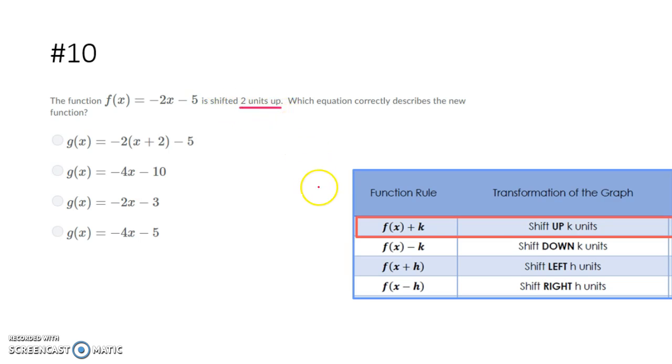If you come over to this chart of transformations and function rules, you see that shifting up a certain number of units means you add that certain number to the end of the function. So I see that 2 units up means I'm going to be adding 2 on the end of my function. So you'll need to take your original part right here, negative 2x minus 5, and then add 2 to the end of that. After you combine your like terms, you should have your new function.